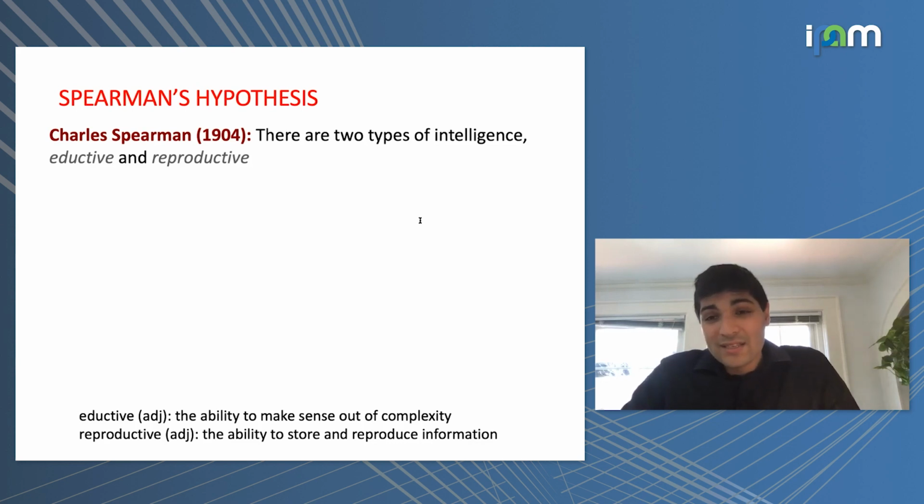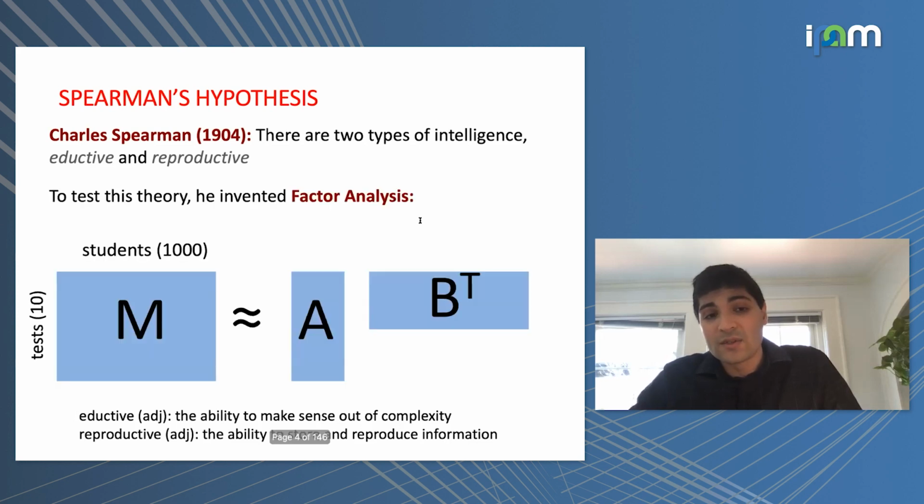Now, the truth is that this is a very simplistic model for intelligence, but what I'm more interested in is how he went about trying to prove this hypothesis, because this was the first place in which factor analysis was used. So what he did was he took a collection of data, which for him was scores of 1,000 different students on 10 different tests. And what he believed was that this matrix, where the entry in row I, column J, is just the numerical value of how student J did on test I.